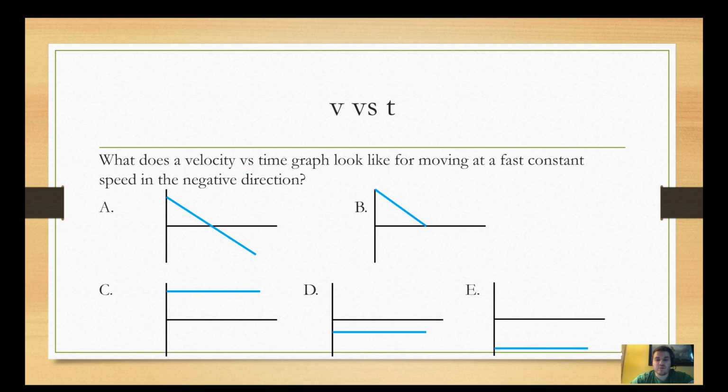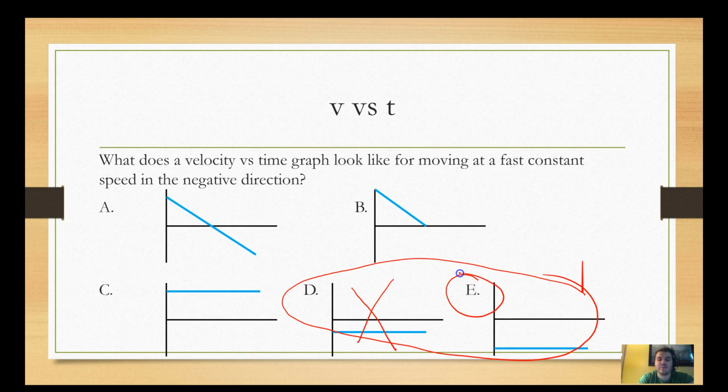Another one to test recall. Now we're talking about a fast constant speed in the negative direction. So working through the same reasoning as before, the only one that shows constant speed in the negative direction would be D and E, right? But D is slower, so we are left with E.